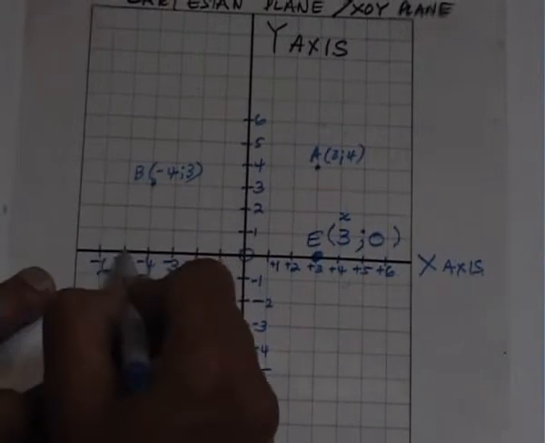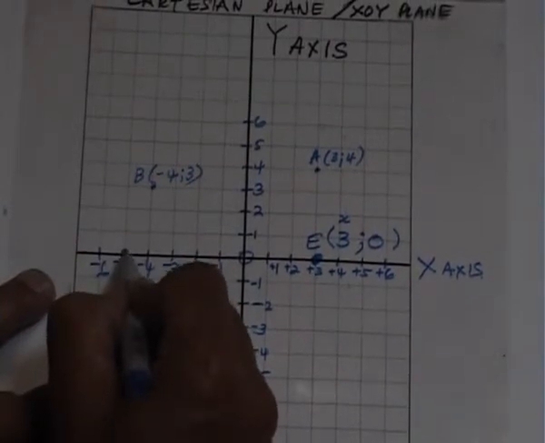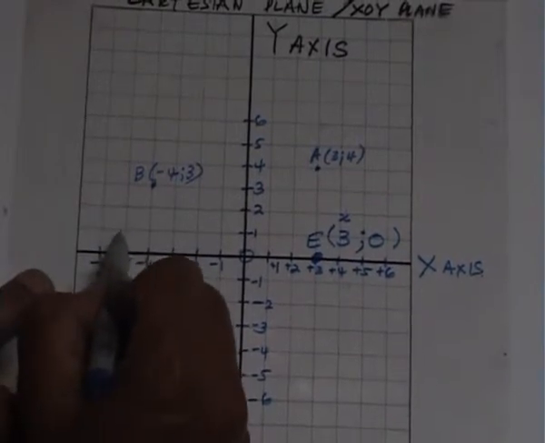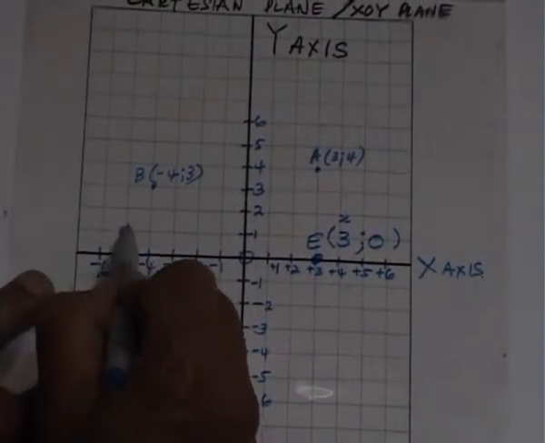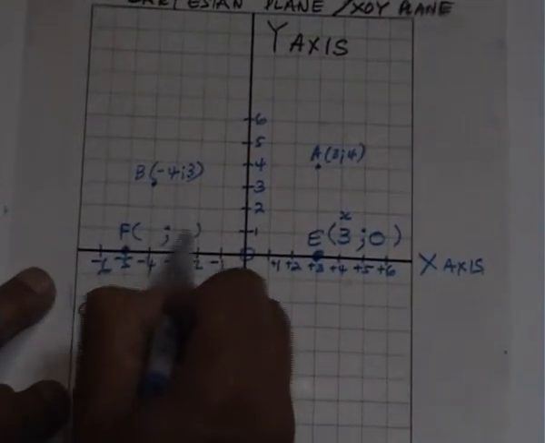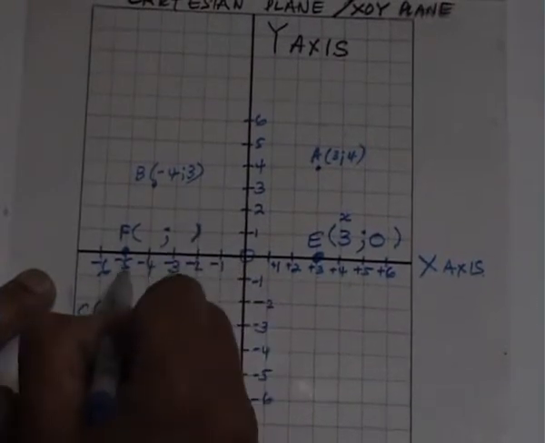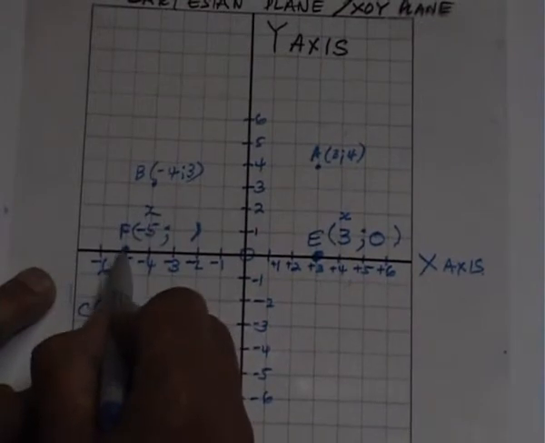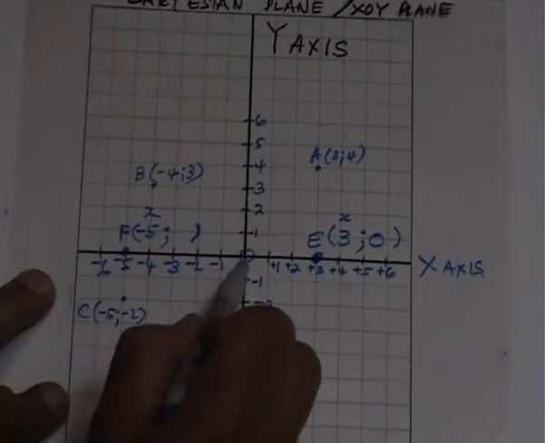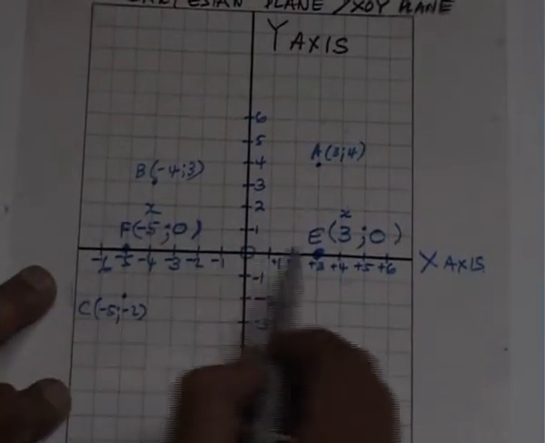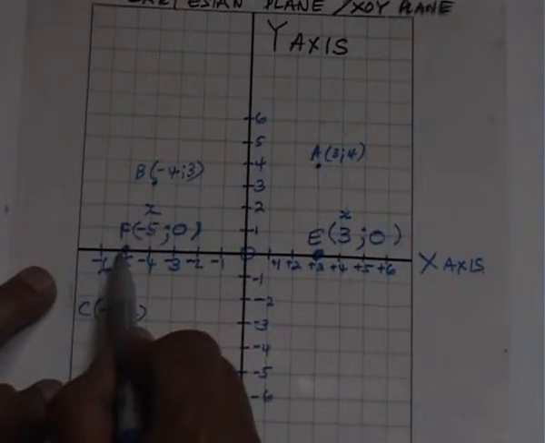Let's do another one. Let's take this point here, just above -5. And let's call it F. Now the ordered pair for F will be -5. You want the x first. There's the -5. And the y is 0. So it's -5, 0.